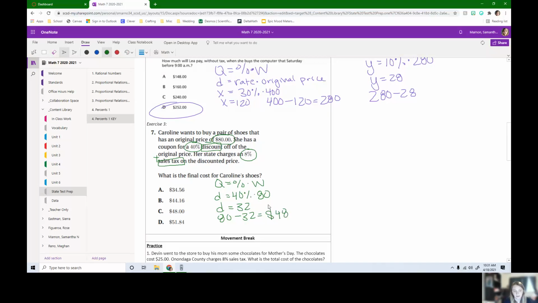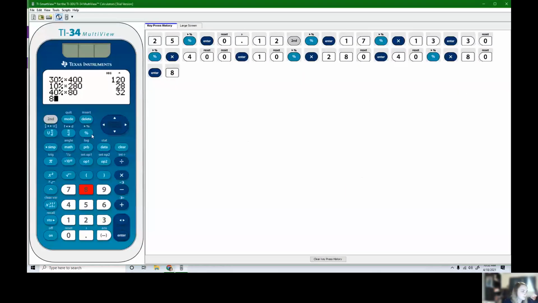So now the shoes are on sale. We're paying $48 for the shoes. Now we need to add on the sales tax. So we're doing quantity equals percent times whole. The quantity is the tax, the percent is the tax rate, times the price. So for this, it's going to be the $48. They say it's on the discounted price. So we need to figure out what the sales tax is. It is 8% on that $48. So this is the amount that's going to get added on the bill. So 8% times 48 is 3.84.